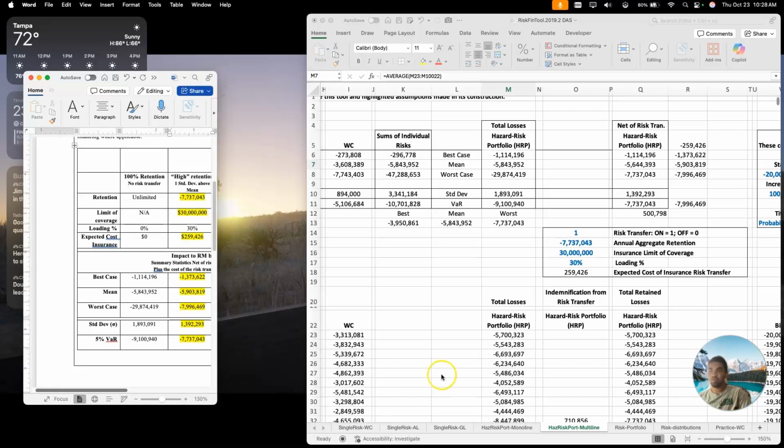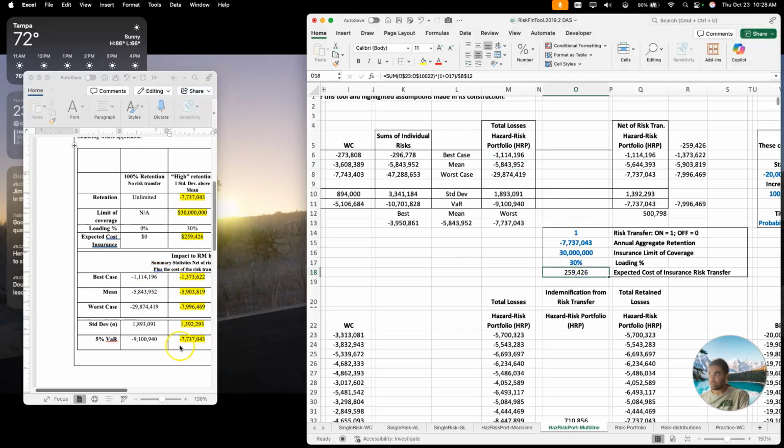I'm just going to show you one of them for the middle part, impact to the business, where I'm going to show you how to complete this middle section. So we see that it's 259,000 cost of insurance, right? And we need to calculate the net of risk transfer plus the addition of cost of risk transfer to the firm. So what does that mean? It means these three numbers plus 259,000.